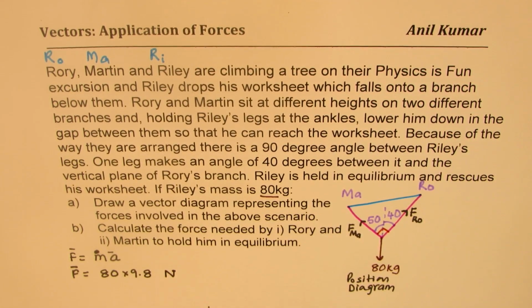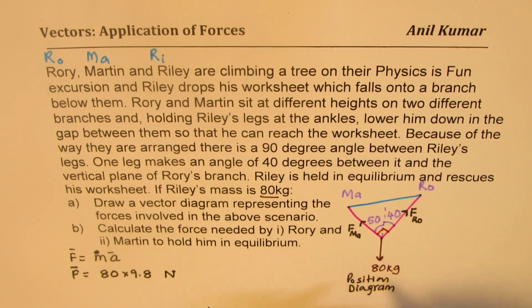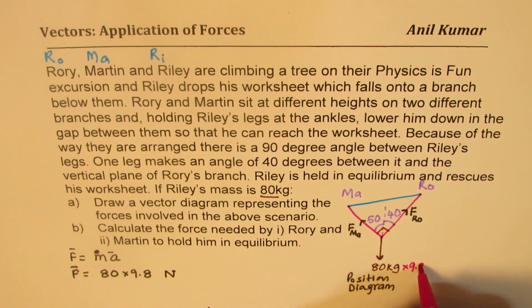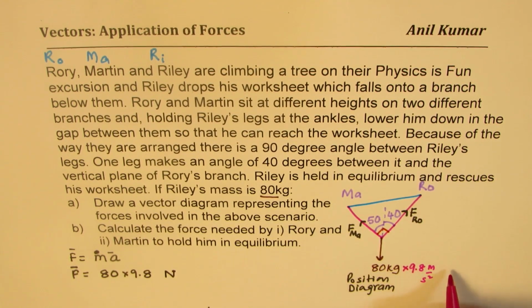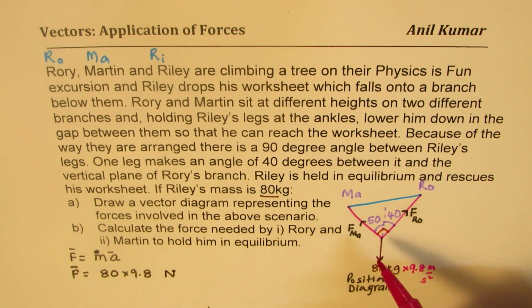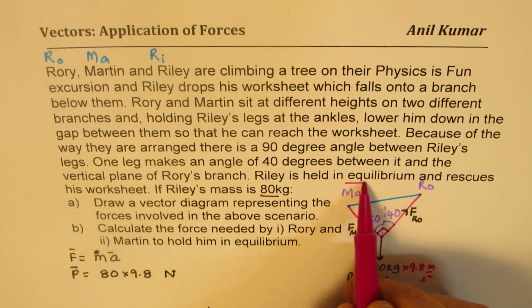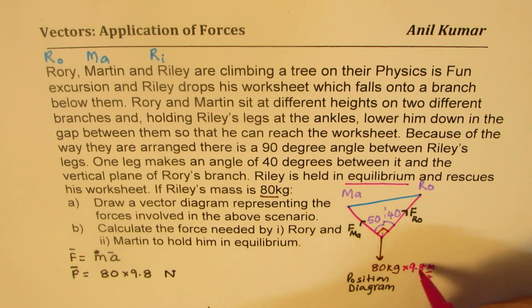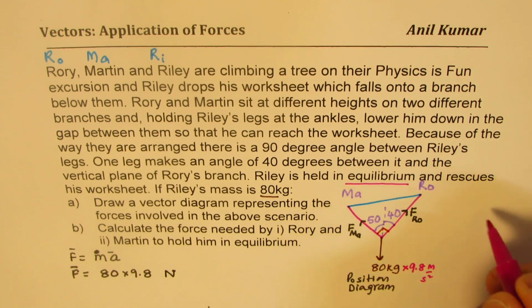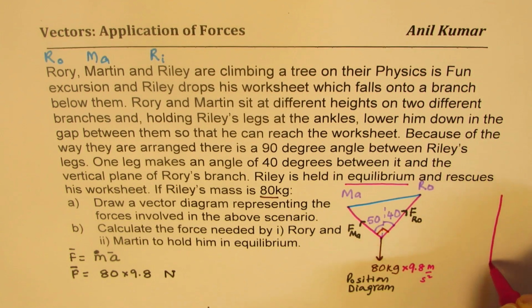Okay. Now the vector diagram, the idea here is that we have now 80 times 9.8, and it becomes, this is meters per second square. So that becomes Newton as the force acting. So when they are held in equilibrium, it really means that an equal and opposite force is being applied here. So when you multiply, it becomes much longer, right? So we'll represent this as a vertical line in the opposite direction. Does it make sense?